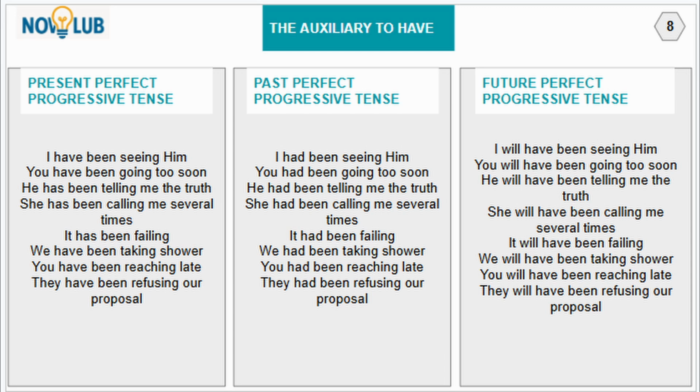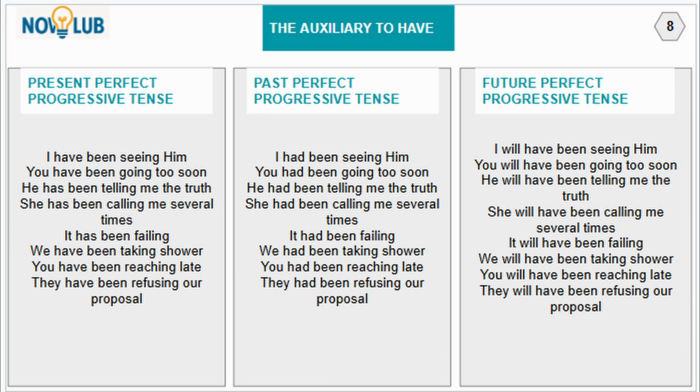We also have past perfect progressive tense. I had been seeing him. You had been going too soon. He had been telling me the truth, and so on. Future perfect progressive tense. I will have been seeing him. You will have been going too soon. He will have been telling me the truth. She will have been calling me several times, and so on.